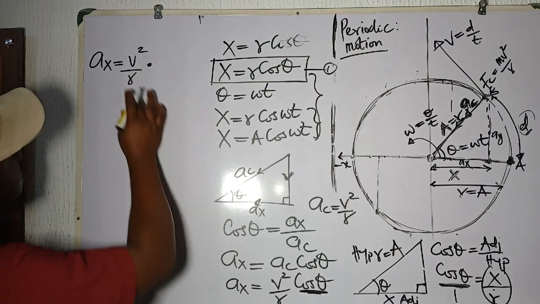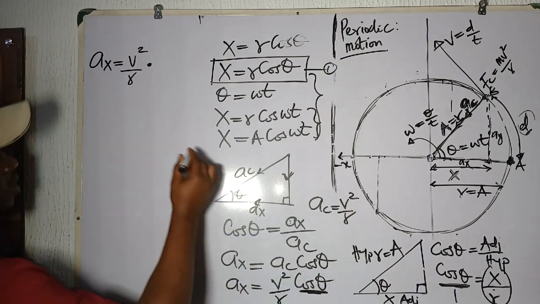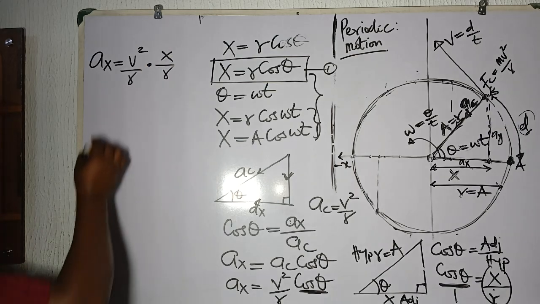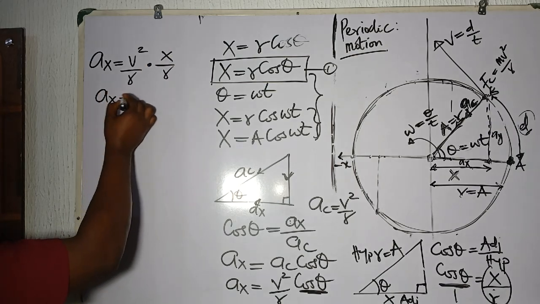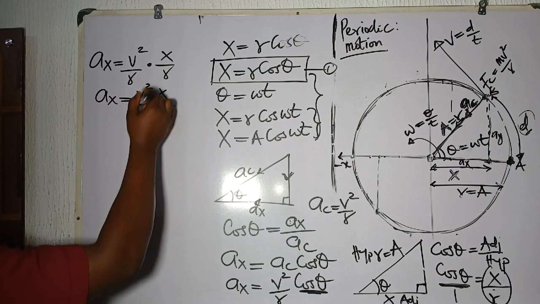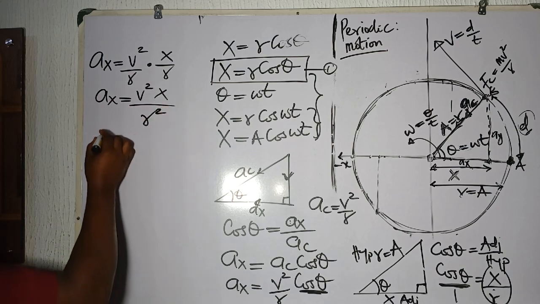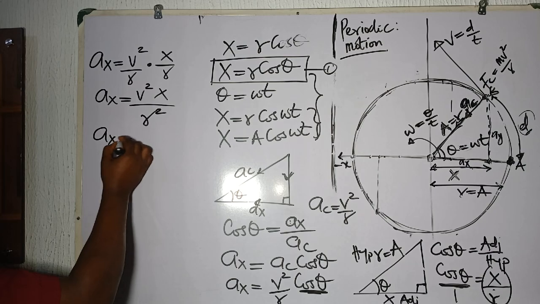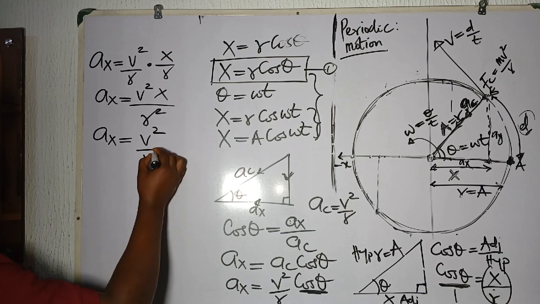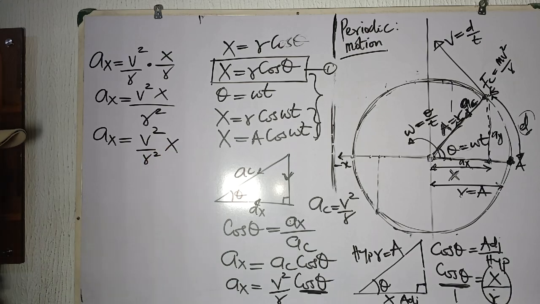So we are going to multiply V square over R, which is this, by cos theta. And cos theta is equal to X over R, okay? So therefore, AS is equal to V square X over R times R, which is R square. So which implies that AS, that acceleration along that S axis, is given as V square over R square X, okay?